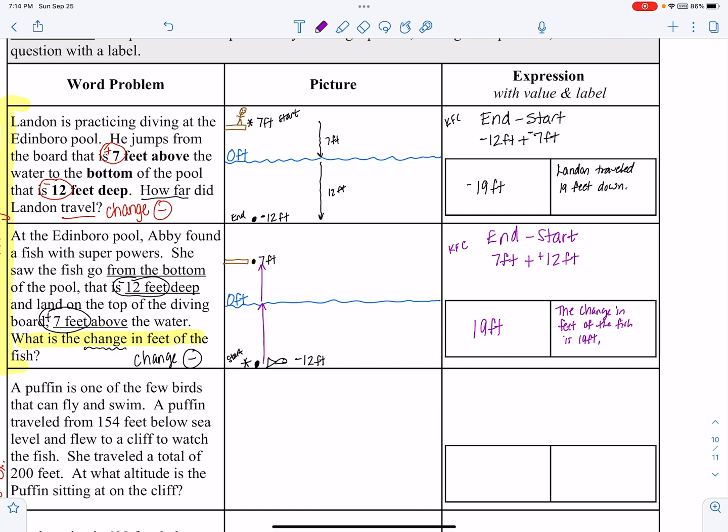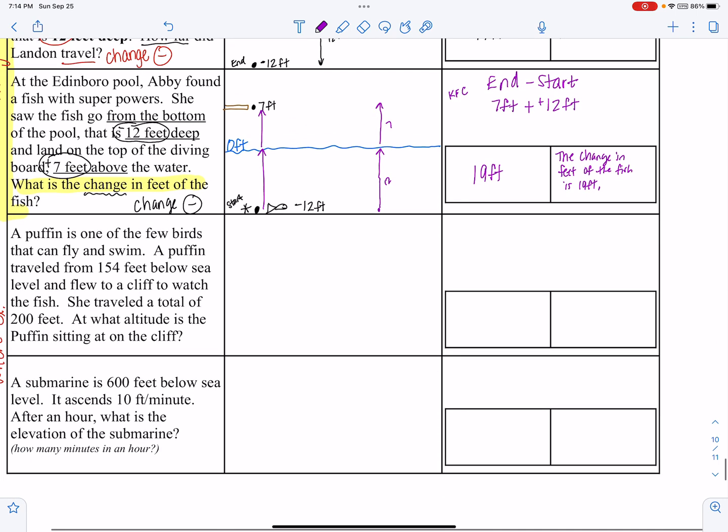And so I want to check for reasonableness now. So let's think about this. Over here on the side, I have my fish was down here. It went up 12 feet. That's its absolute value if you're thinking that way. And then it went up this distance to get to the 7 foot. So the total distance, it was the 12 plus the 7, and so that makes sense, the 19 feet.